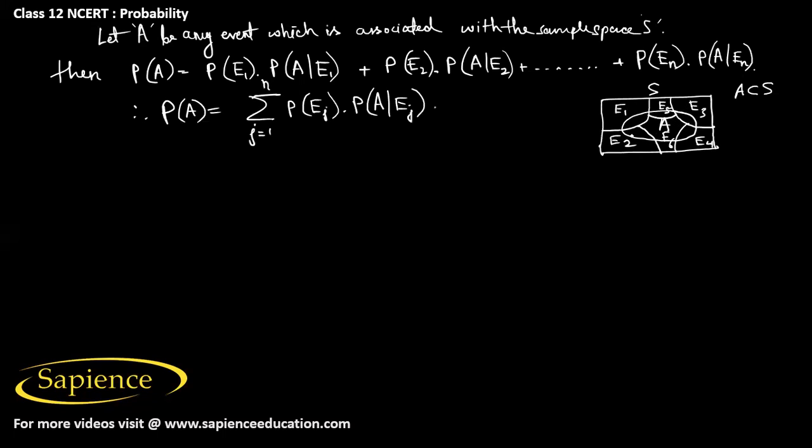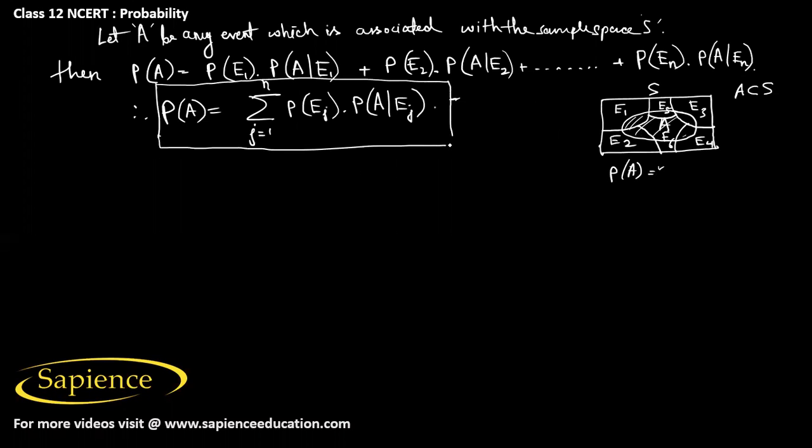Okay. Then we can write the probability of the happening of this event A like this. So we can understand this. This is called the theorem of total probability.